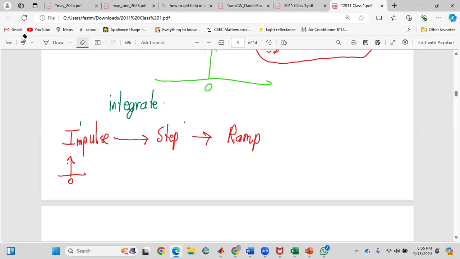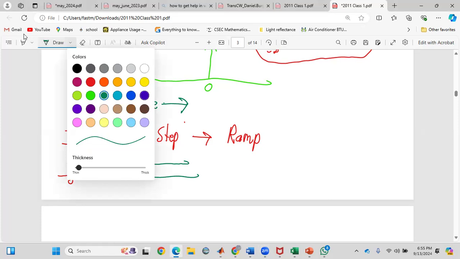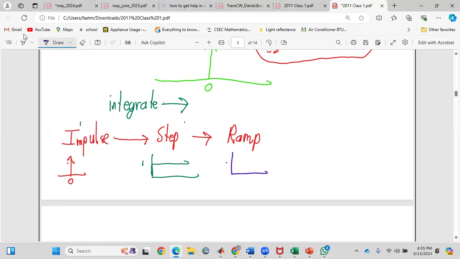All right. So let's stop using this. Let's click this off. You're irritating me. All right. So when you integrate, you go in this direction. What this means is the integral of our impulse is a step. So we know the step does look like this, a unit step, right? So when you integrate an impulse, you get a step. If you integrate a step, you get a ramp. Yeah, so that's literally how it goes.